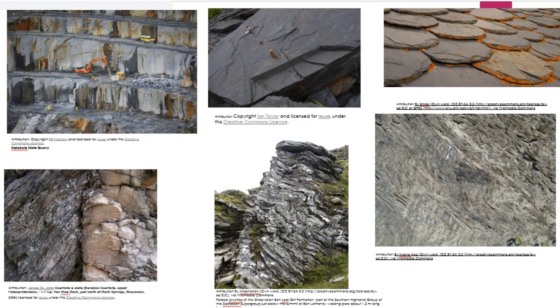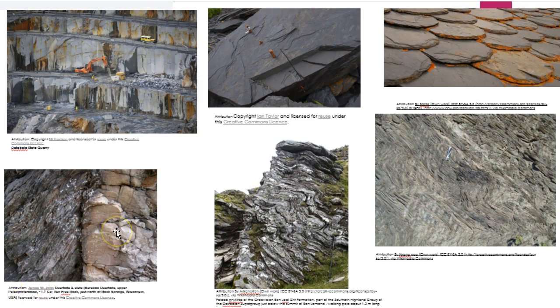Here we've got slate. Slate is cooked and pressurized mudstones. So here is a slate quarry. This is slate. Because it can be cut into fine layers, it is often used for roof tiles. Here are some tiles from England.